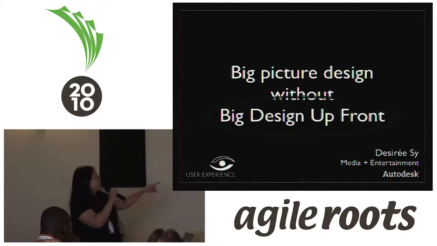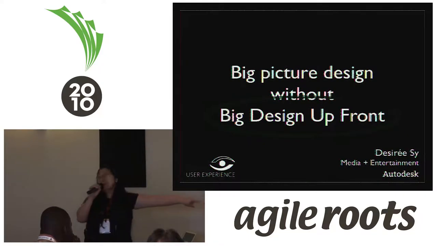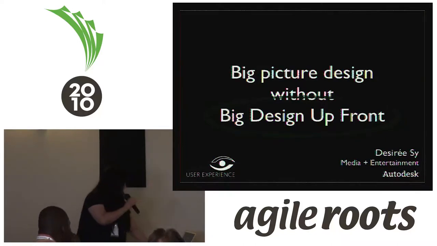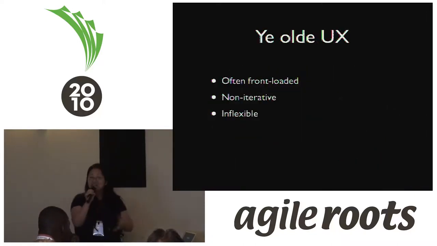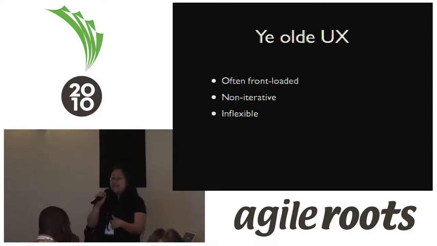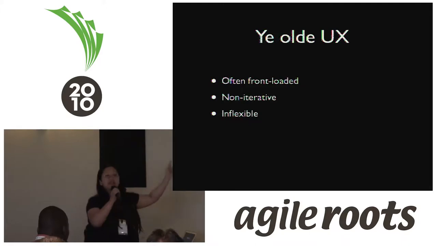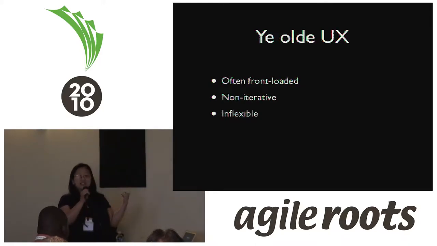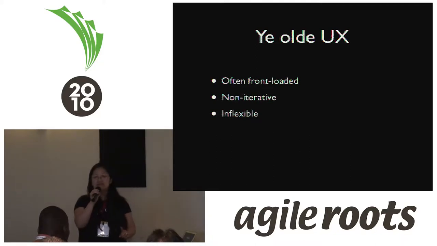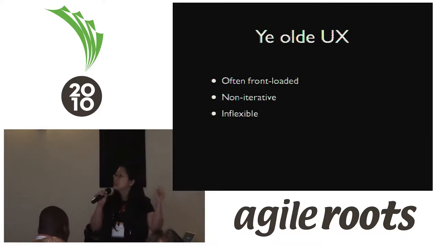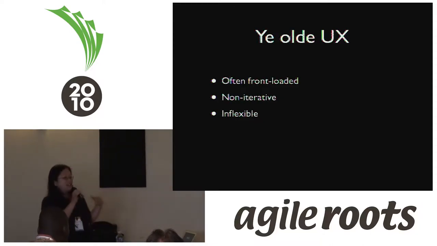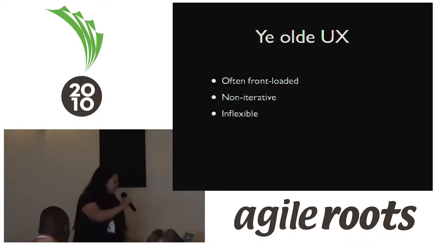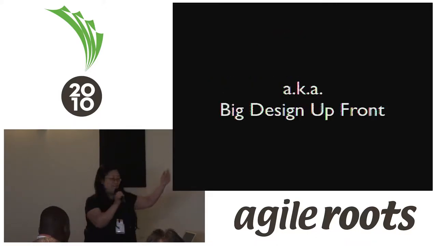Now, what you can't see now is a big green circle around big design up front. Okay, what I mean by big design up front is, we have a bunch of methods inside the user experience community. We have tools that help us develop a big picture of where we want to go with a product. But the problem is they're often done at the very beginning of a product, so they're front-loaded. We tend to only do them once per release of a product. So to me, that means they're non-iterative. And they're just insanely inflexible. So, yes, AKA big design up front.